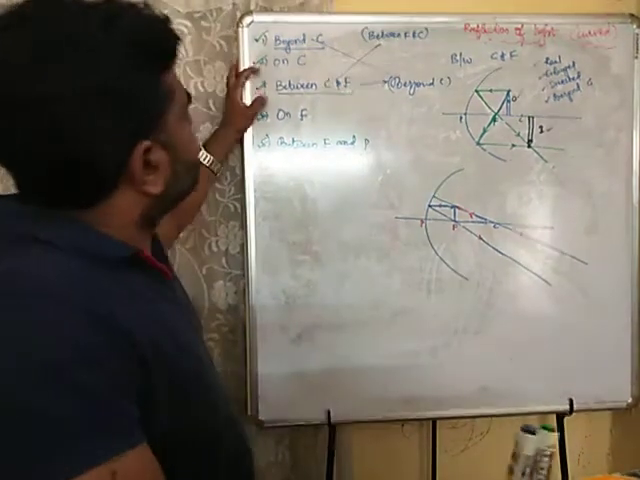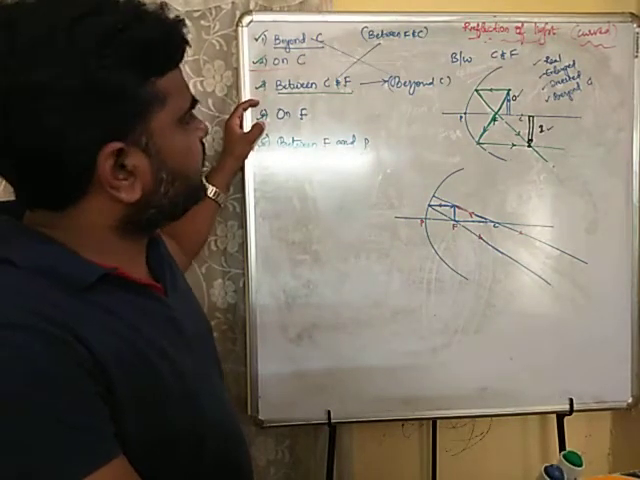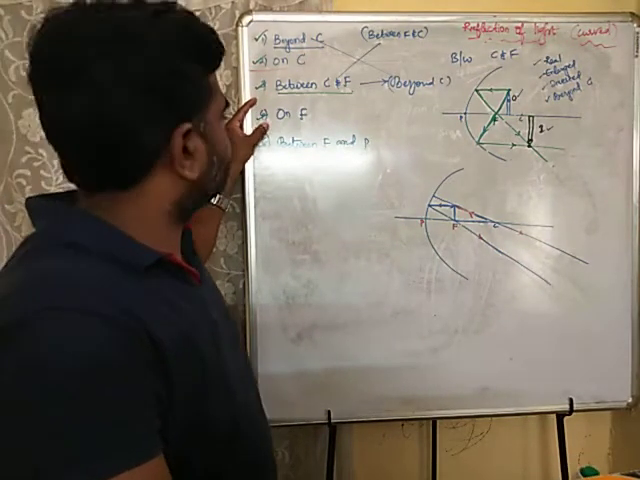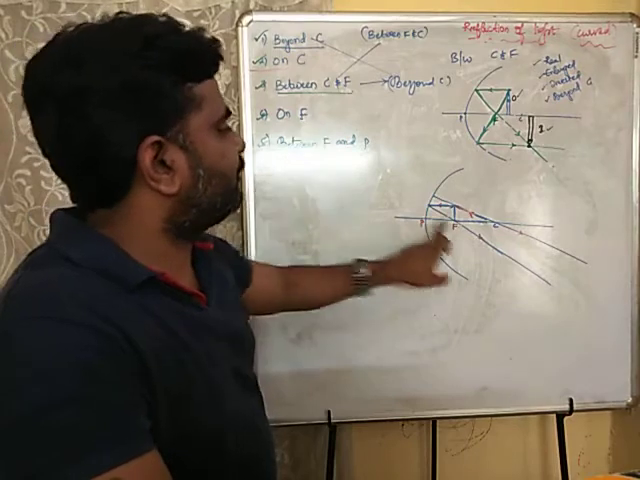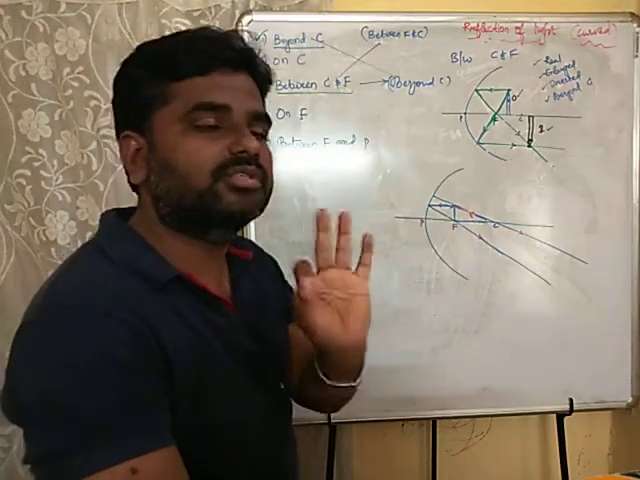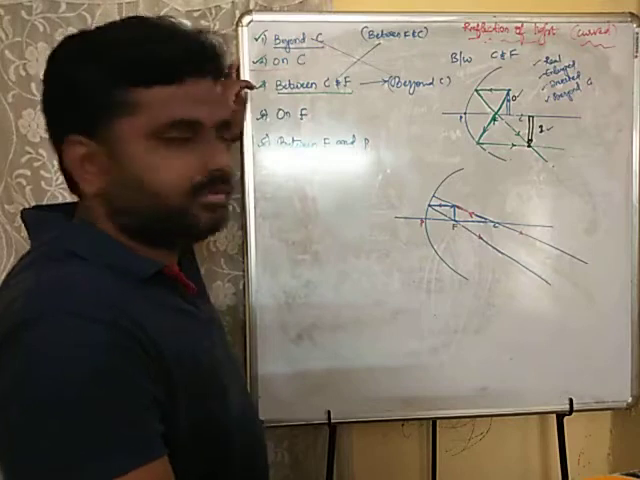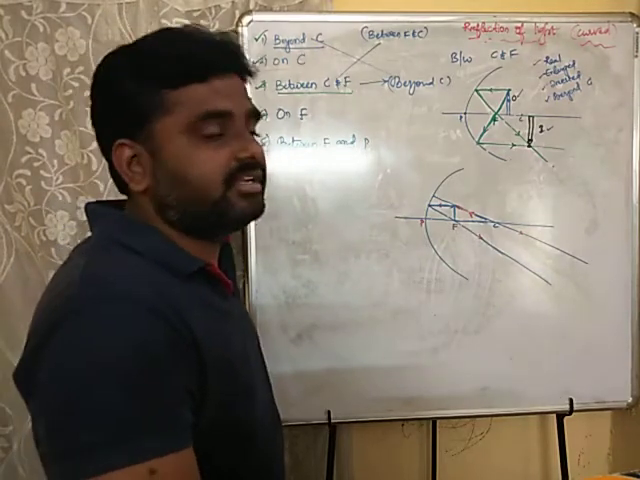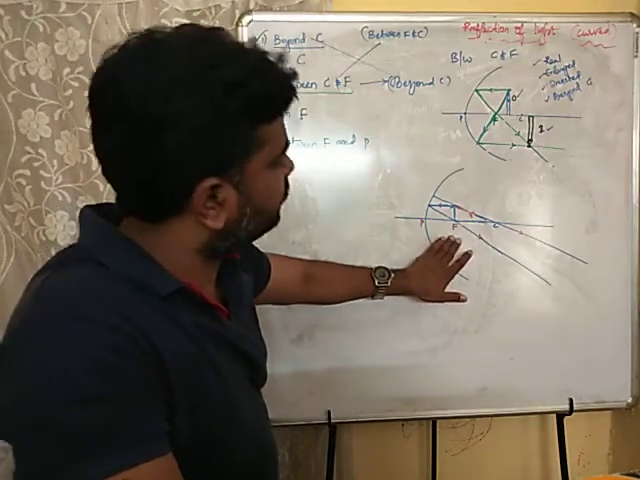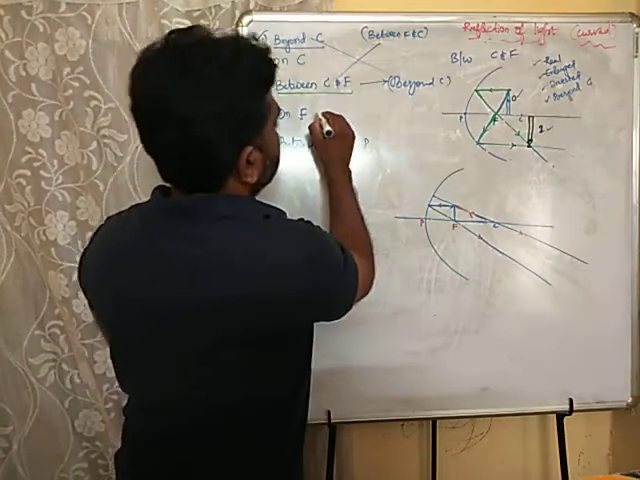So again, the third one has completed. Next we'll move to the last, fourth one, that is when an object is kept on F. I have to be a little bit conscious over here because the diagrams are similar. Three principal ray diagrams we have seen, and this fourth diagram, so this is on F.